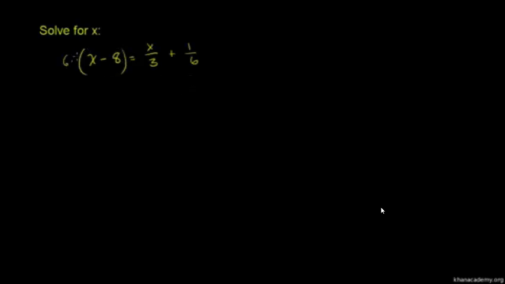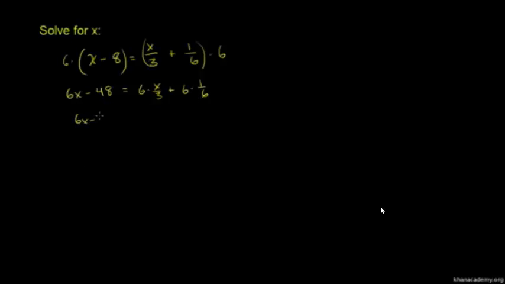So if I multiply everything times 6, that's going to clear out these fractions. These weren't fractions to begin with, so we're just multiplying them by 6. So it becomes 6x minus 6 times 8, which is 48, and we're subtracting it. And then we have x over 3 times 6. Let me just write it out here. So that's going to be 6 times x over 3 plus 6 times 1 over 6.